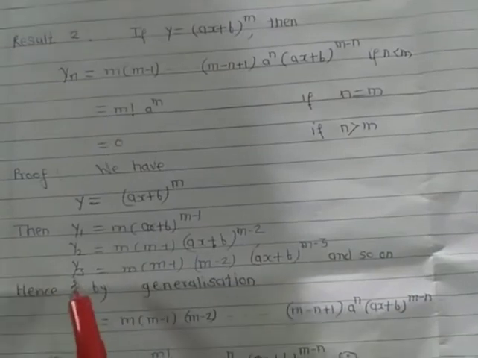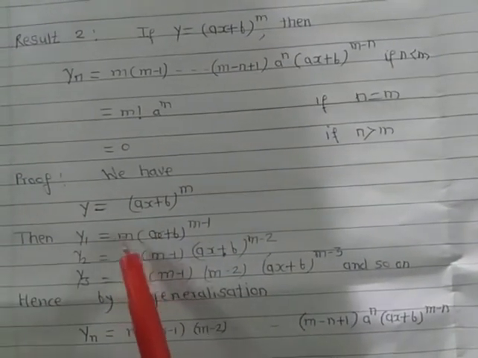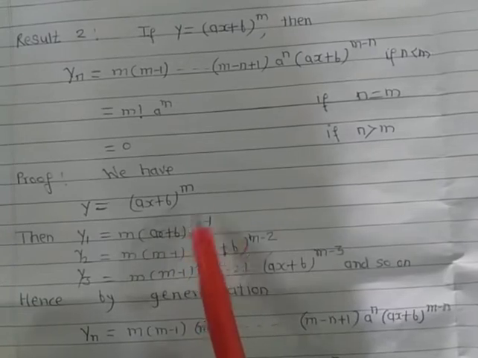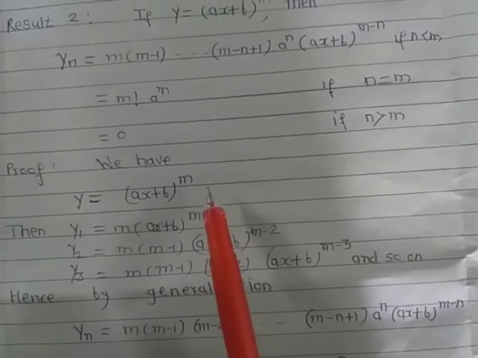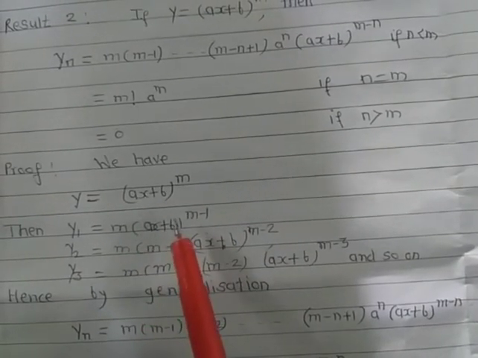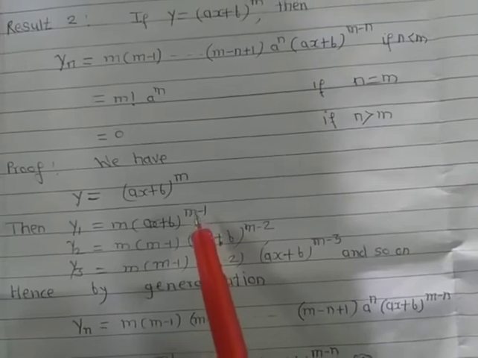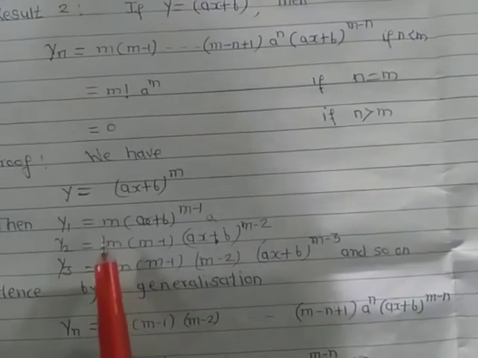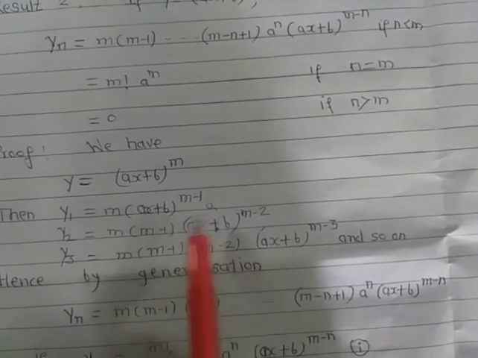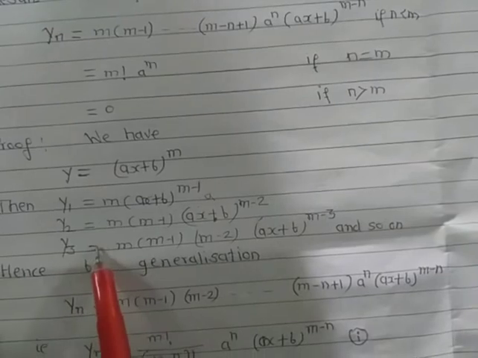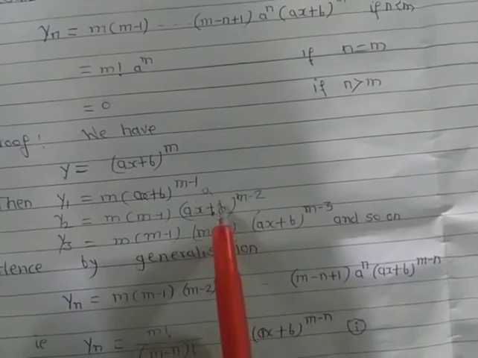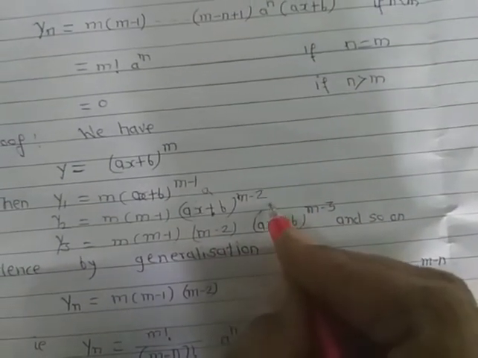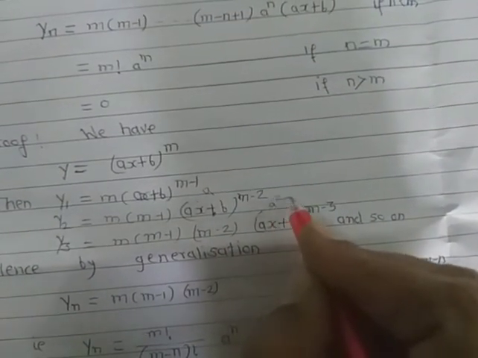Let us see the proof of this result. We have given that y equal to (ax plus b) raised to m. Differentiating both sides with respect to x, we get y1 equal to m into (ax plus b) raised to m minus 1 into derivative of bracket, which is a. Again differentiating this y1 both sides with respect to x, we get y2 equal to m into (m minus 1) (ax plus b) raised to m minus 2, and derivative of bracket is original a and again a, that is a square.